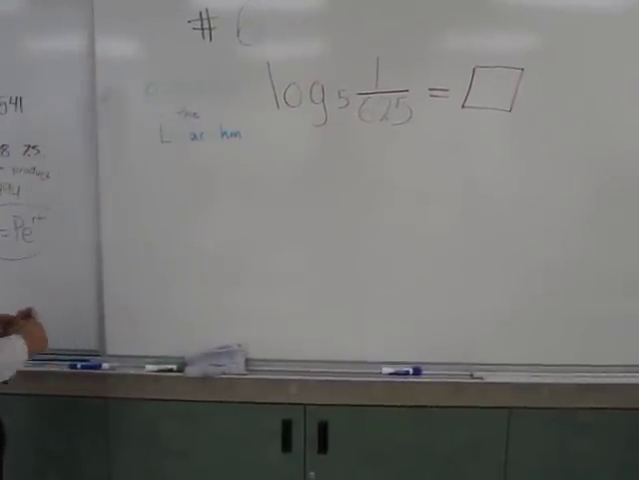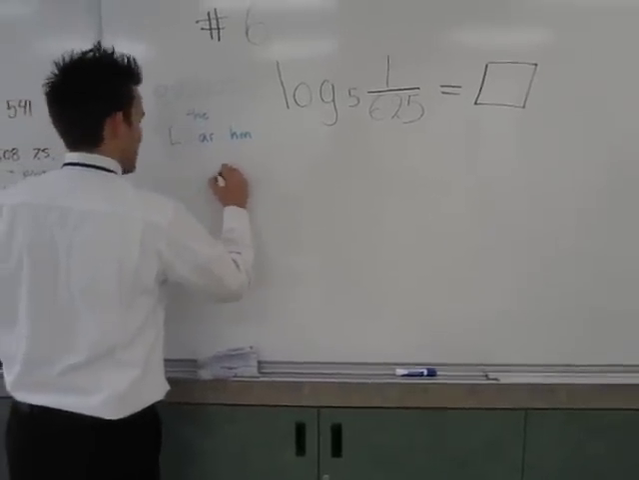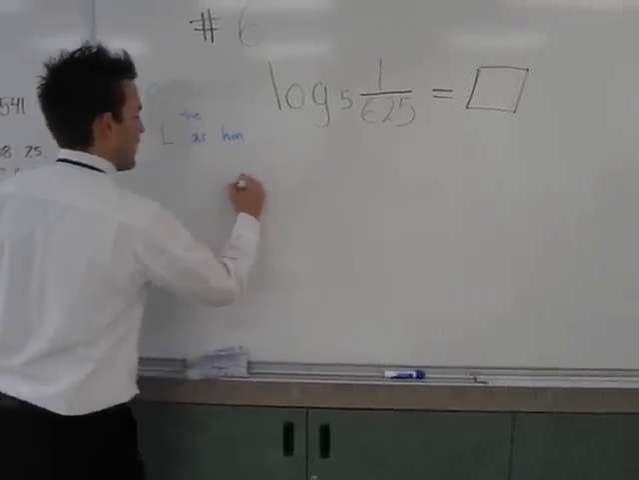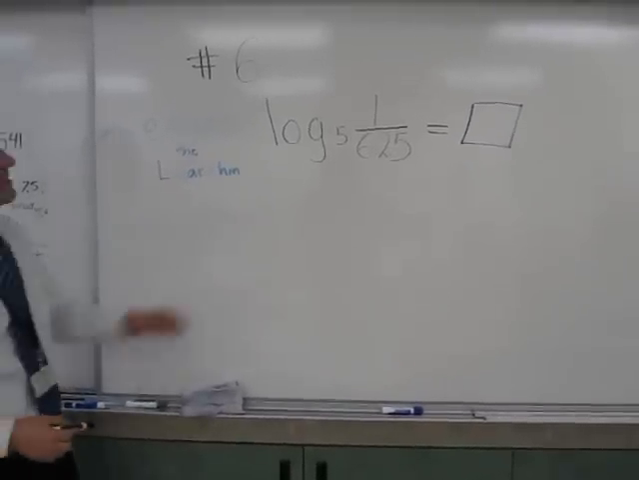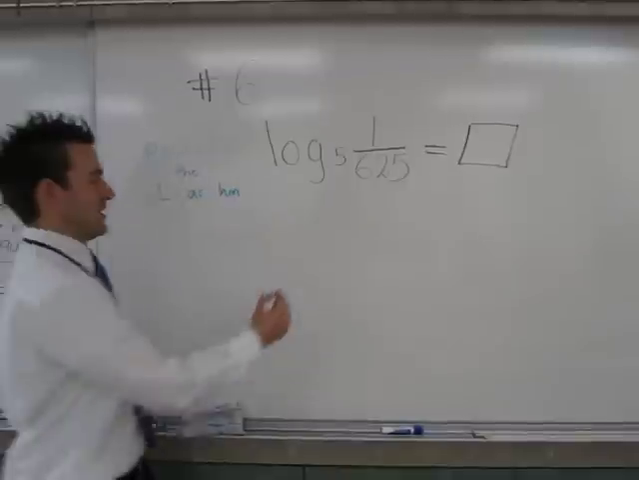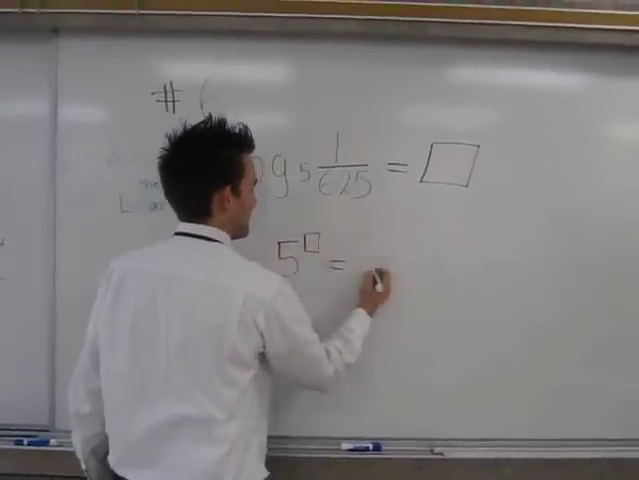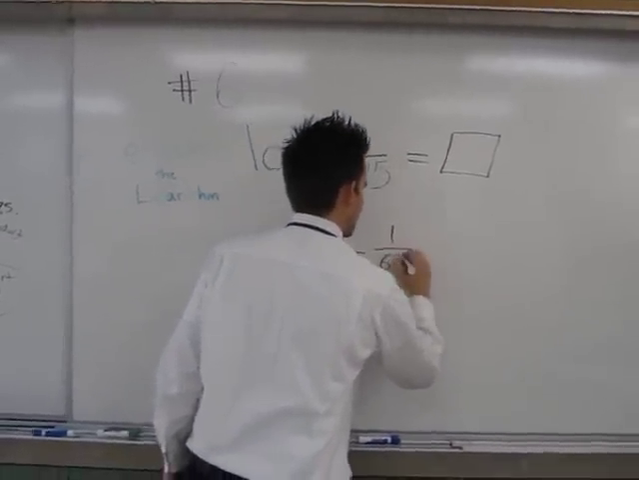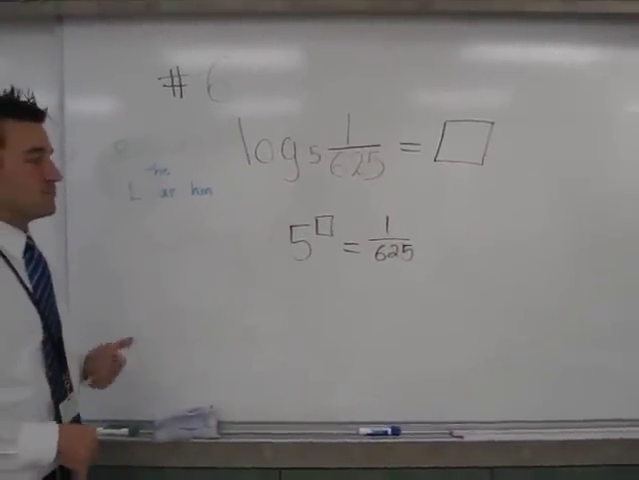Now you can get help for this problem on page 541. What we're going to want to do is convert this from logarithm form to exponential form. So 5 to what power equals 1 over 625? Good luck.